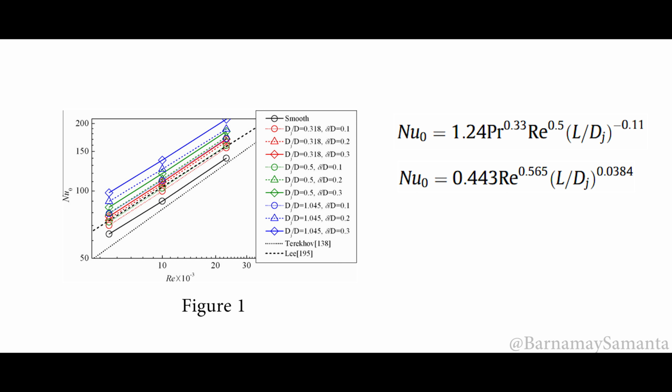Based on the present study, a correlative expression of stagnation Nusselt number between Nu0 and δ/D, Re, dj/D is given below. Nu0 equals a0 Re to the power of alpha (dj/D) to the power of beta (δ/D) to the power of gamma, where a0 equals 1.4069, alpha equals 0.5116, beta equals 0.1347, gamma equals 0.1388. The mean square deviation is 2.72%.